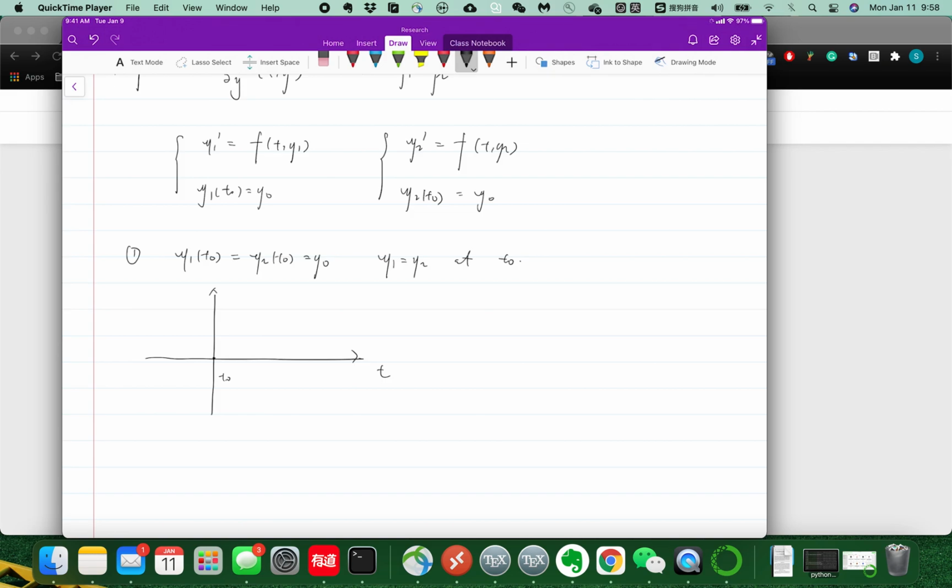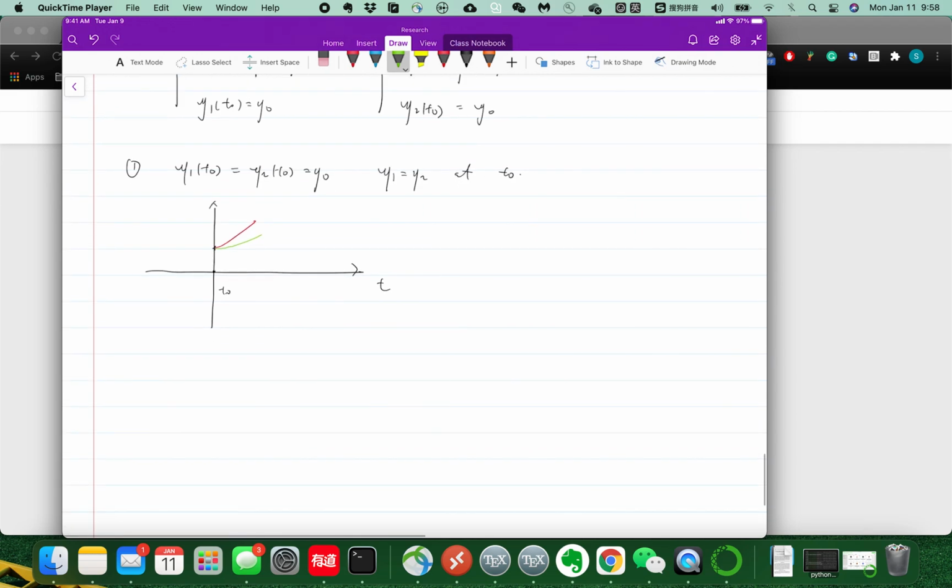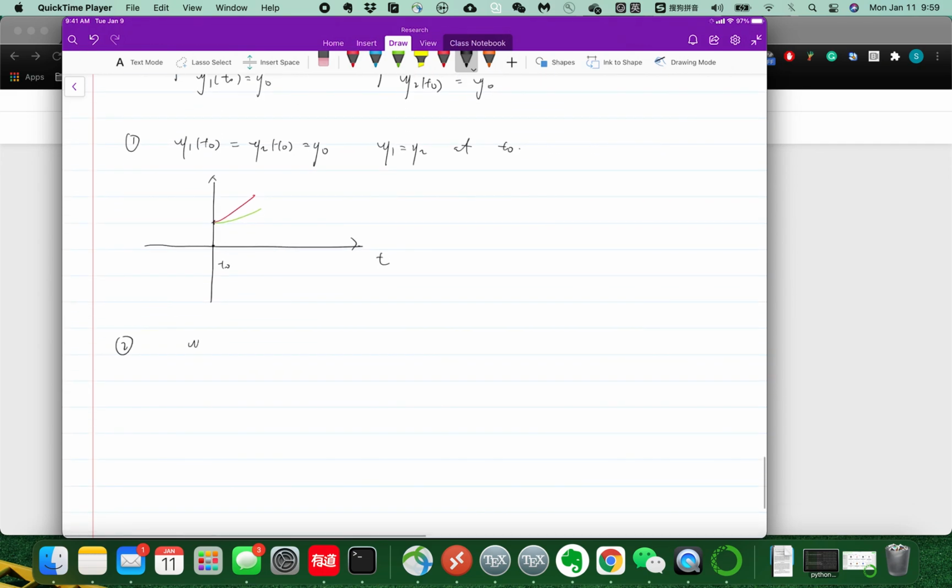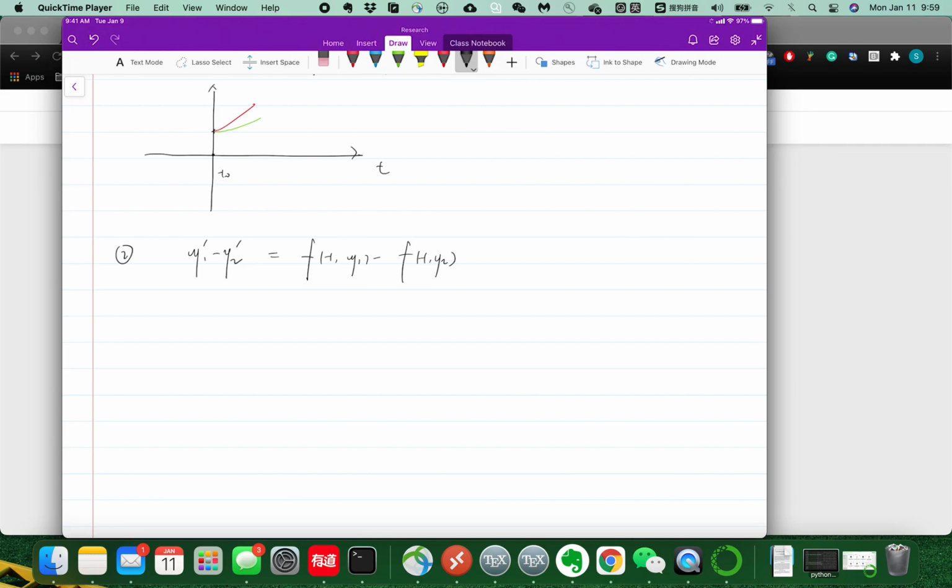It's possible that they separate after a while, but at least they start together. Now second, what do you have? You take the first ODE minus the second ODE, you kind of have this: y1 prime equals f(t, y1) minus f(t, y2).